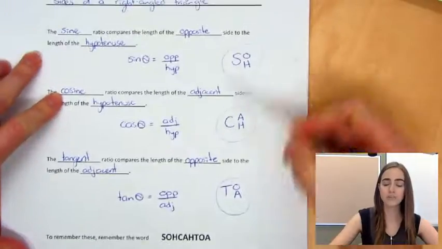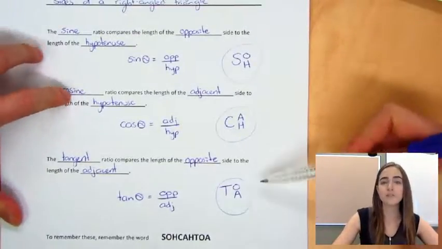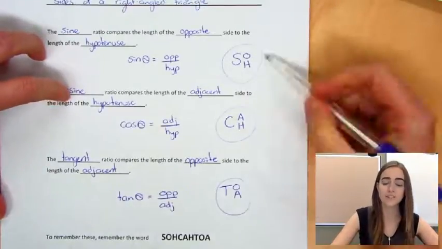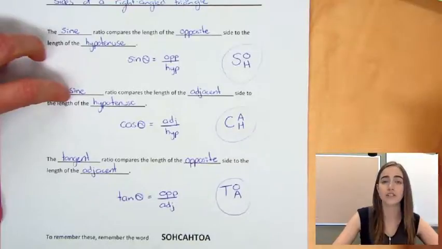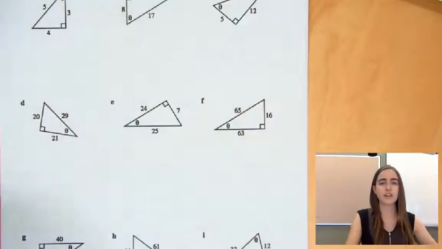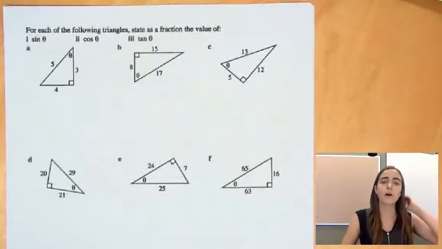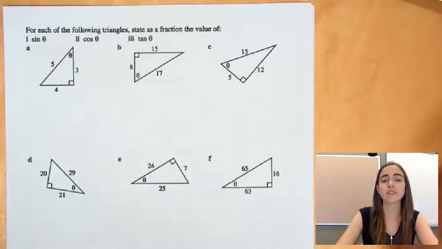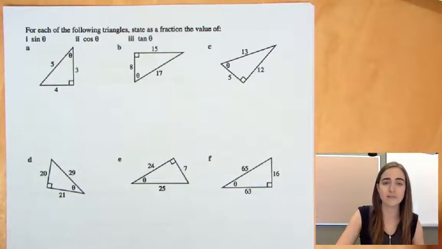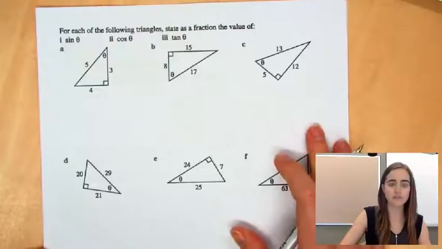So we need to remember that word. It often helps when you're solving problems to do with trig to write Sohcahtoa across the top of your page so that you can look back to it and figure out which ratio we need to use. All right, so let's have a look at identifying those ratios. So our question says, for each of the following triangles, state as a fraction the value of sine theta, cos theta, and tan theta. So let's go through it for this first triangle.